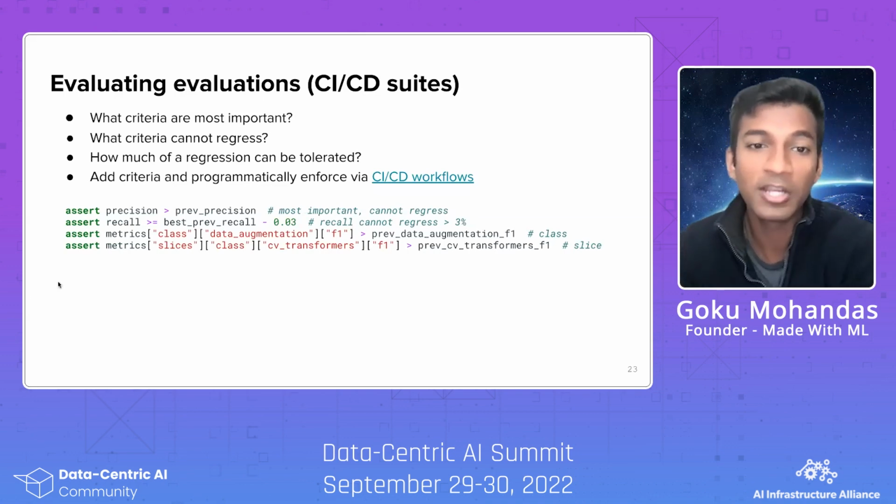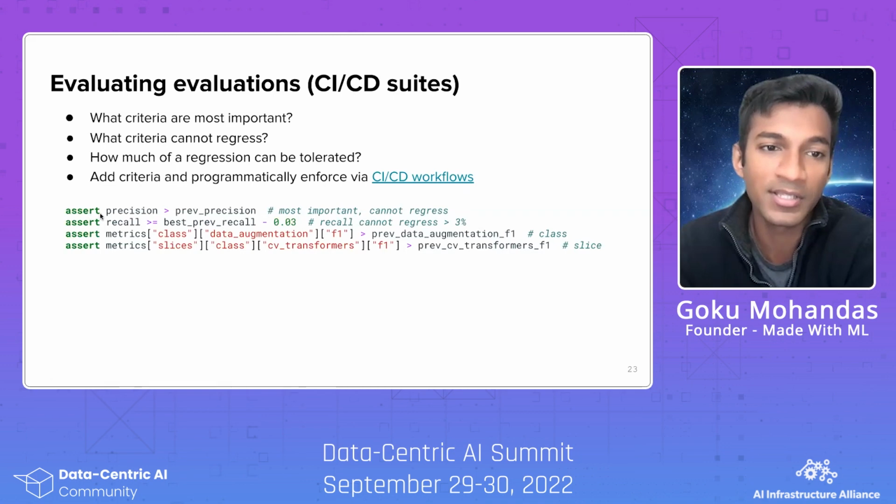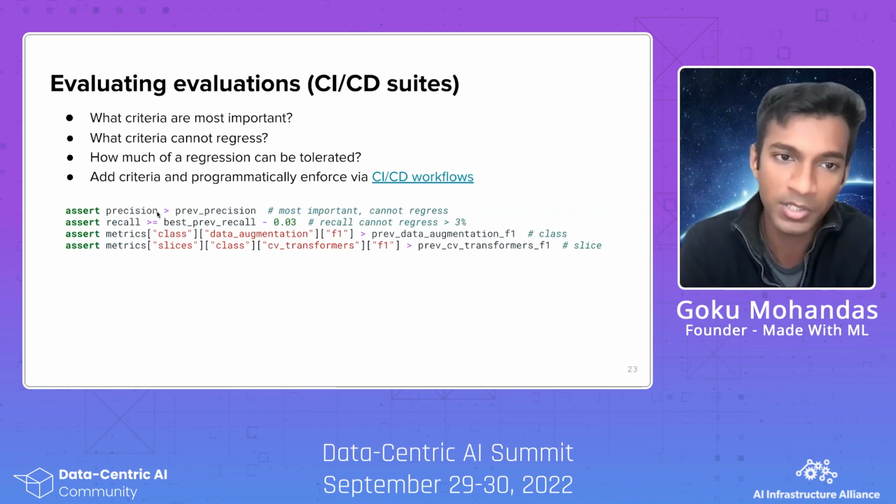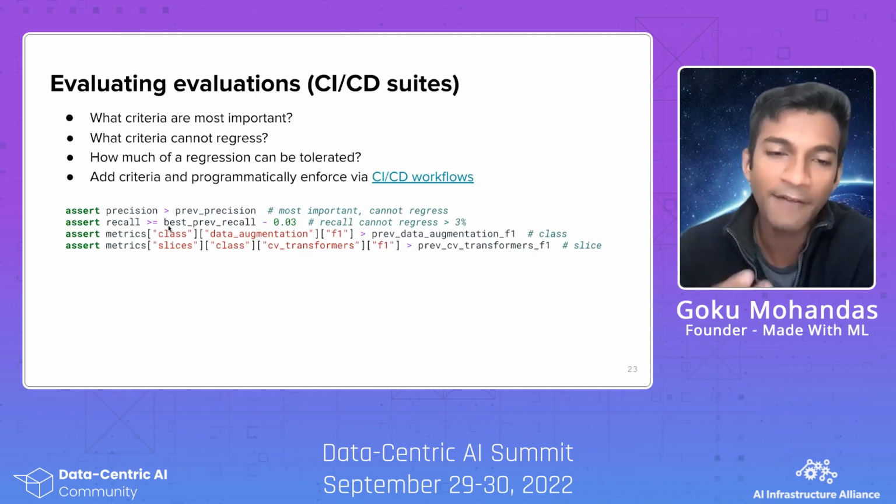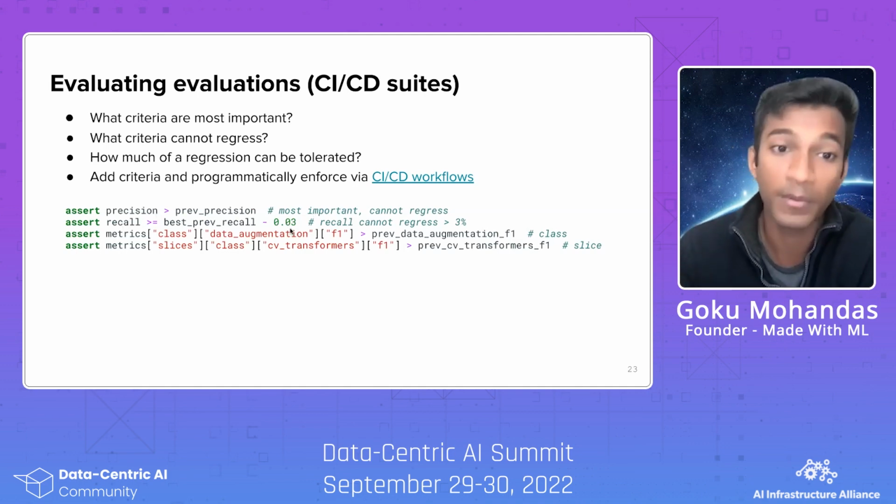This is pseudocode here, but it's actually realistic assertions. Here, I'm saying the precision has to be better than the previous model's precision. There's no leeway here. The recall, however, doesn't have to increase, but it cannot regress more than 3%.